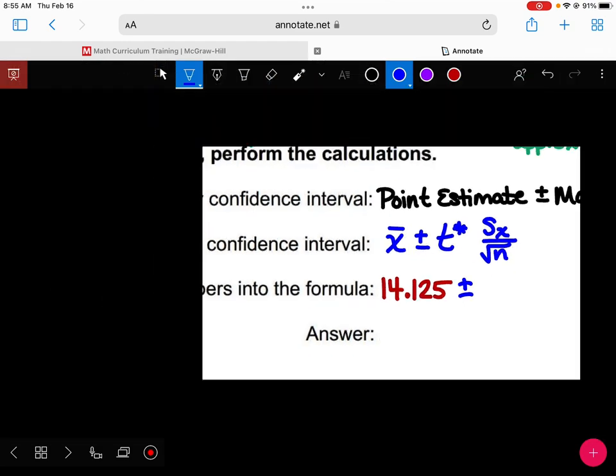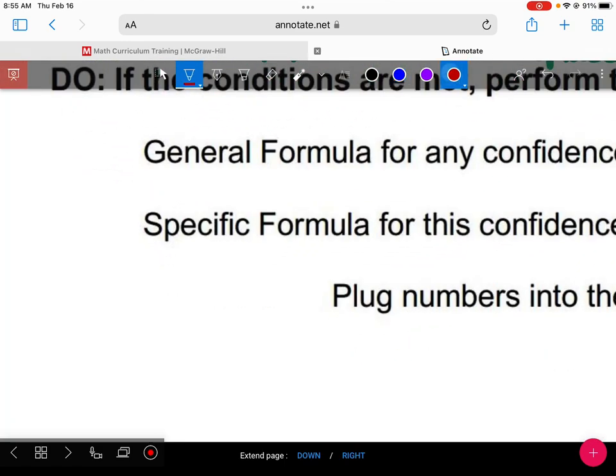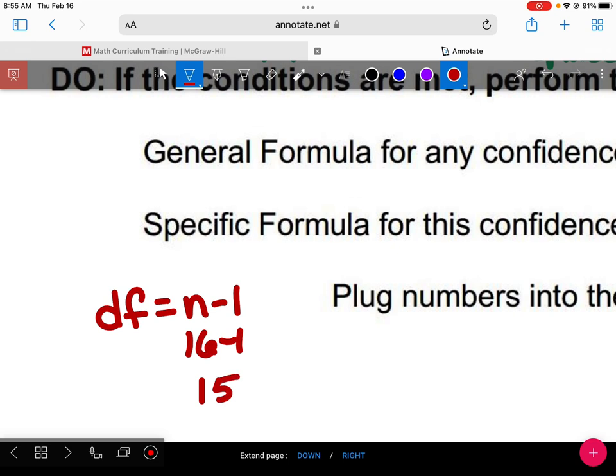Plus or minus t star. How many degrees of freedom do we have? 15. This is n minus 1, so 16 minus 1. We have 15 degrees of freedom. You're going to need to grab your table B. Try to locate mine. There we go.